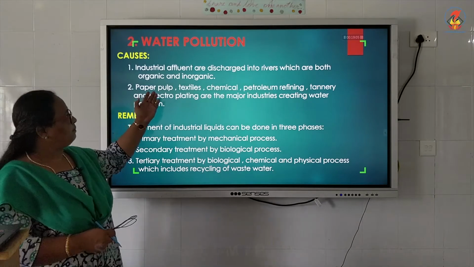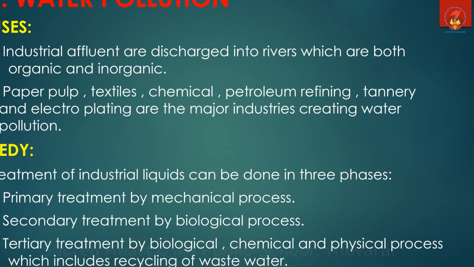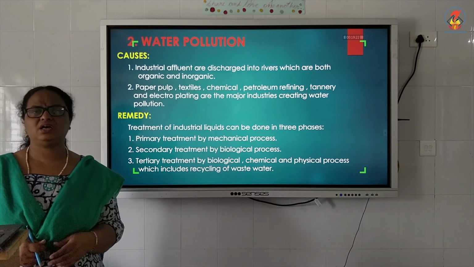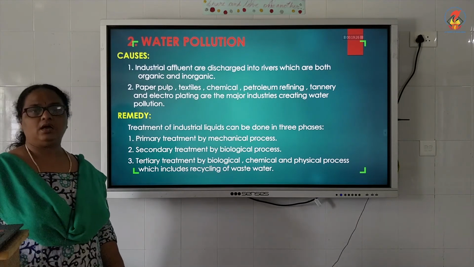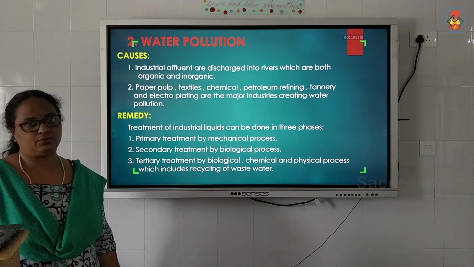I repeat, paper pulp industries, textile industries, chemical industries, petroleum refining industries, tannery and electroplating industries are a few of the major industries creating water pollution. And what are the remedies? A few remedies that we can take in order to reduce water pollution.